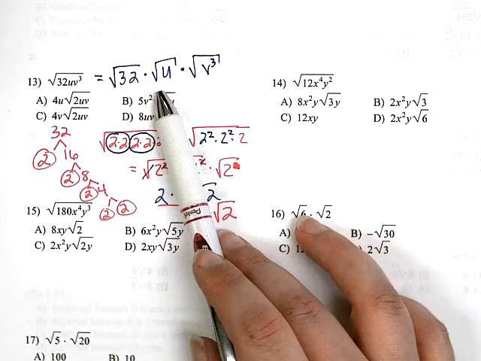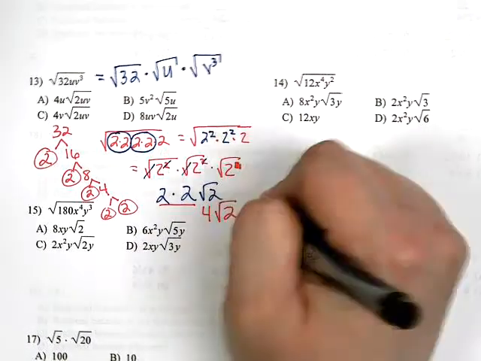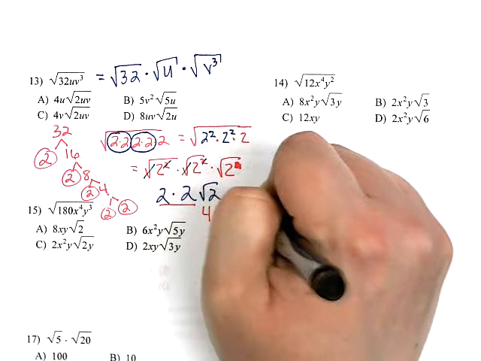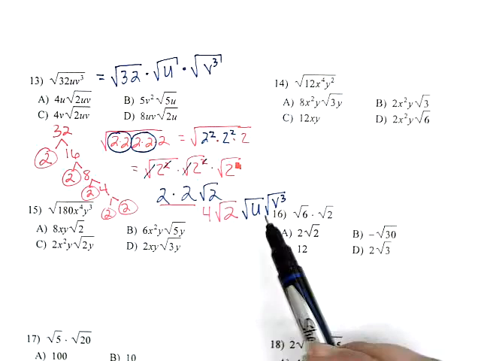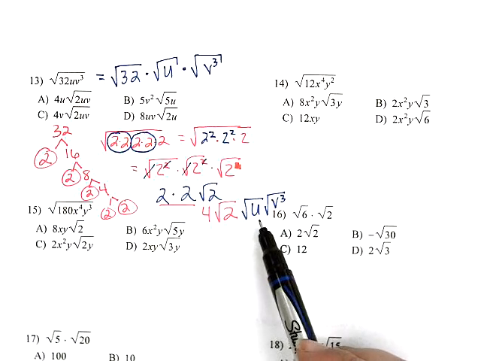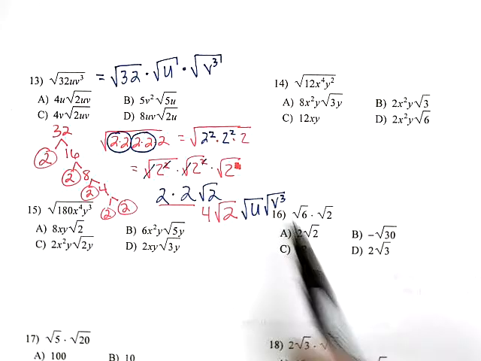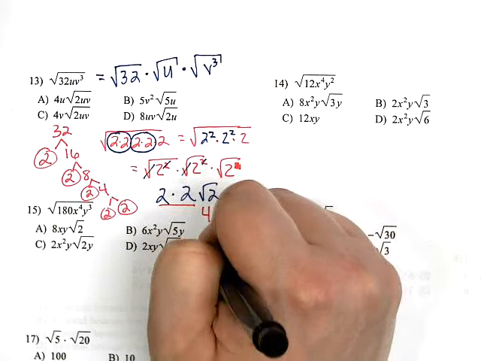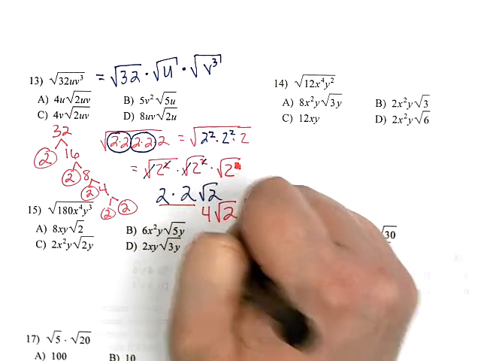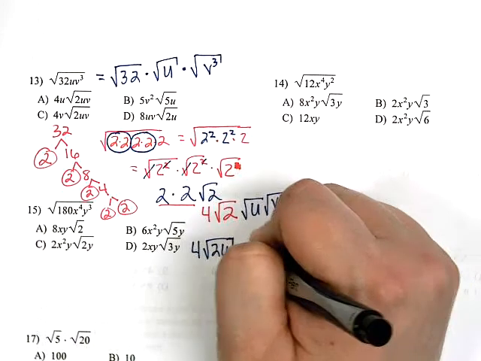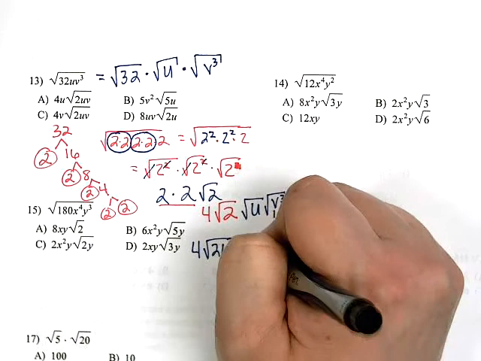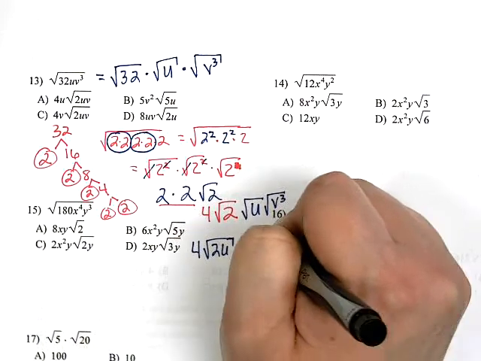But I started out with some variables. So I'm going to bring this along, and I also have a square root of u and a square root of v to the third. The square root of u I can't do anything with, so I'm going to put it with the 2. So 4 square root of 2 and u are both on the inside of a radical. I'm going to shove them back together. And then I'm going to look at my v to the third. That means v times v times v.